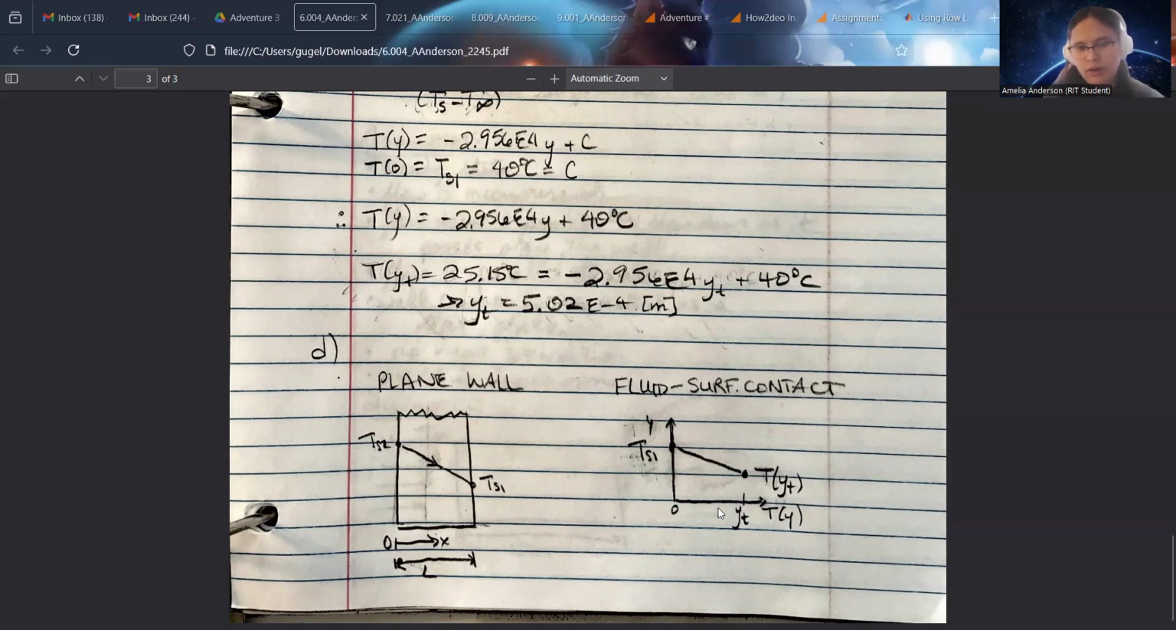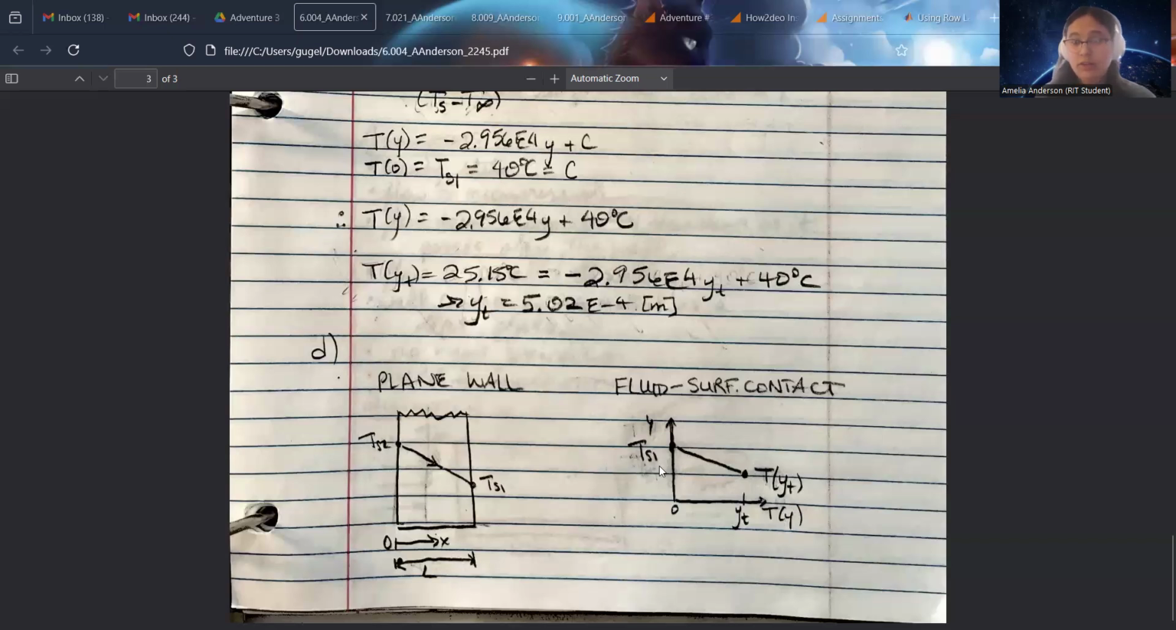So we've got our y and our temperature as a function of y. Oh, those axes are backwards. My apologies. But long story short, it's linear, it's decreasing. We know that this should actually be T of y and this should be y. The axes are flipped.